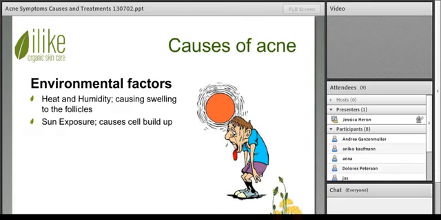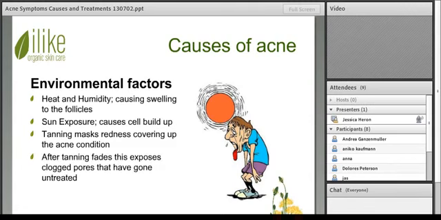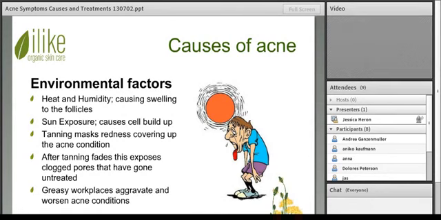Also some environmental factors. Heat and humidity cause swelling of the follicles, and sun exposure causes cell buildup. That really can produce a lot more oil and bacteria in the follicle as well. Tanning makes redness, covering up the acne condition. A lot of people go tanning to help even out the skin tone, but what happens is they're actually covering the condition up. And after tanning, the exposed clogged pores that have gone untreated, because they were covering it up and weren't doing anything, are actually worse.